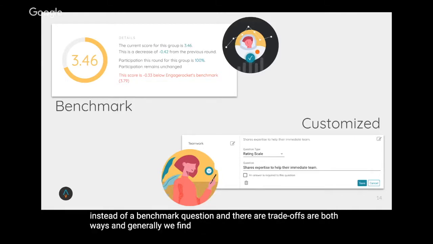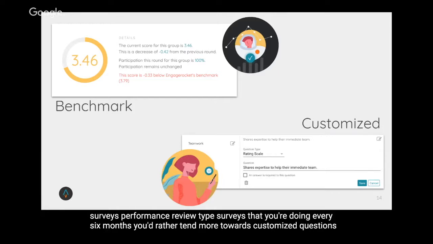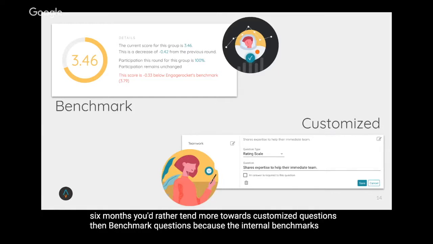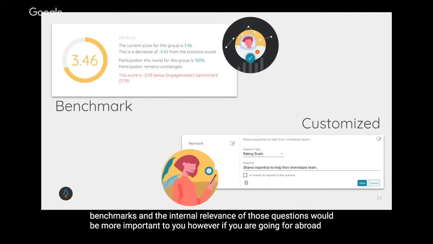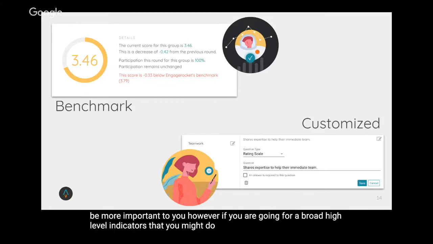And generally, we find that for repeating surveys, so pulse surveys, performance review type surveys that you're doing every 6 months, you'd rather tend more towards customized questions than benchmark questions, because the internal benchmarks and the internal relevance of those questions would be more important to you. However, if you're going for broad, high-level indicators that you might do on a one-off survey, like if you were to run Employee Net Promoter Score in a dipstick that you do once every 3 years, then the benchmark might be a little bit more relevant for you.